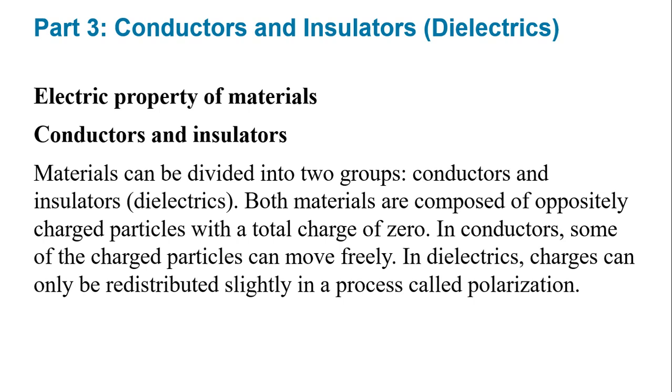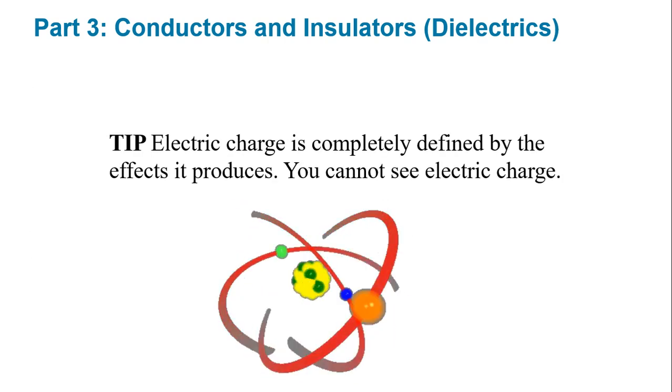In conductors, some of the charged particles can move freely. In a dielectric, charges can only be redistributed slightly in a process called polarization, and we saw that before. In conductors, they can physically move freely inside and can be transferred. But in a dielectric or an insulator, they can't move or be transferred. All they can do is slightly adjust their position a little bit. All right, so this is important to understand.